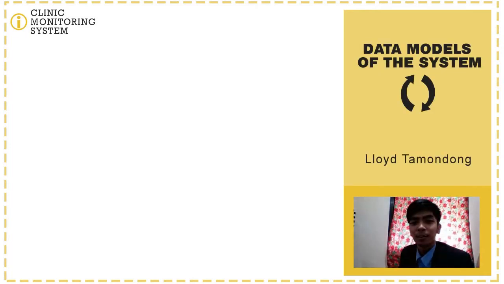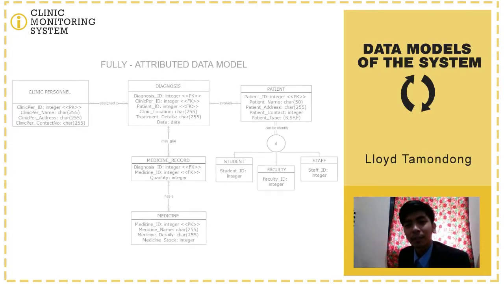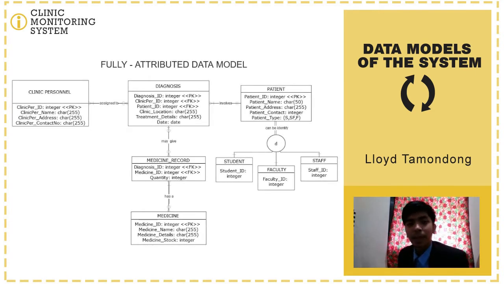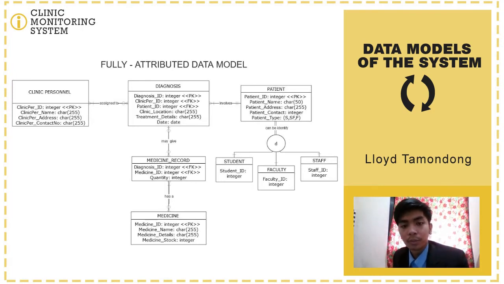Hi, I'm Lloyd. In our data model, we have the fully attributed data model, the ERD, and the relational database model. A fully attributed data model contains detailed attributes and their descriptions for every entity within it. For example, the entity clinic personnel is composed of attributes that identify them, usually their name, address, and contact number.